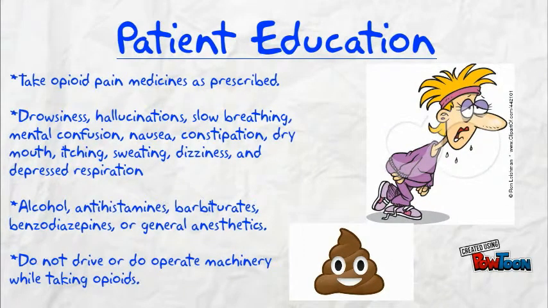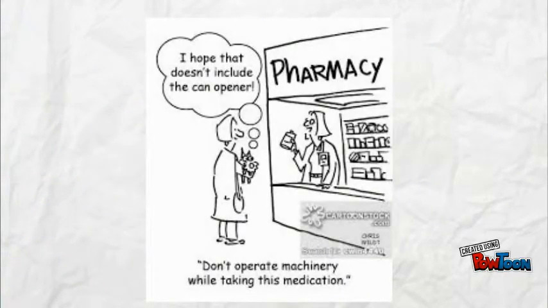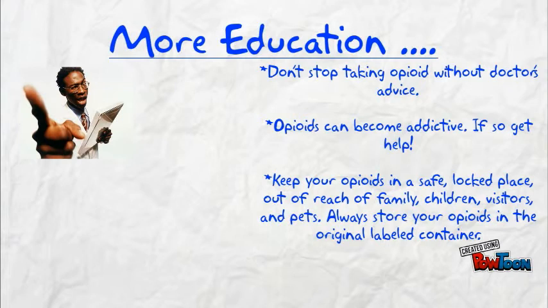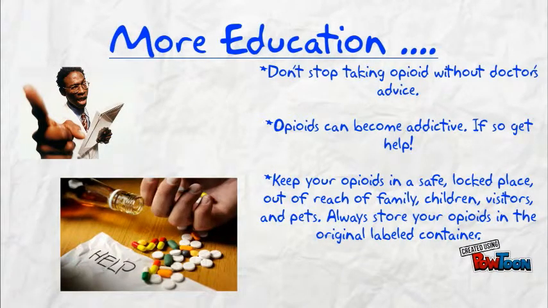Patients being prescribed opioids should be informed to take their medication as prescribed. In addition, they should be made aware of possible adverse effects such as drowsiness, constipation, dizziness, and depressed respirations. Also, avoid using opioids with other CNS depressants like alcohol. Do not drive or operate machinery while taking opioids. Further, patients should be educated not to stop taking their opioid medication without doctor's advice.